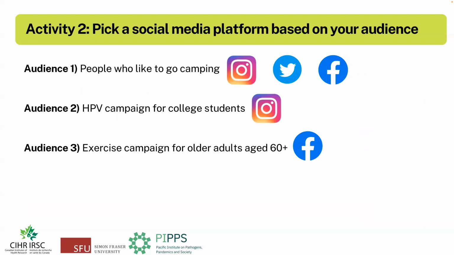Okay, so people of all ages like to go camping, so any platform seems relevant. College students tend to be between 18 to 22 years of age. Instagram would be a suitable platform. You could also do Twitter, but as I mentioned, it has more older users. And lastly, older adults. Well, it's got to be Facebook.